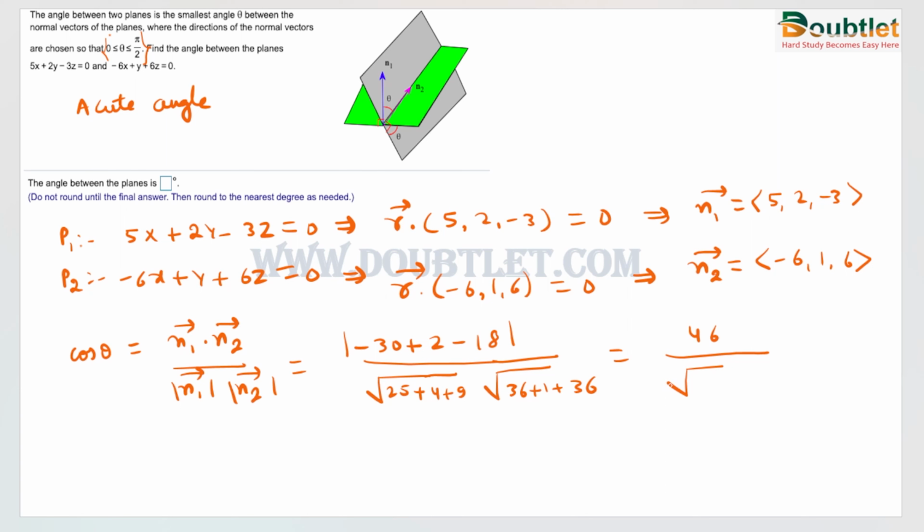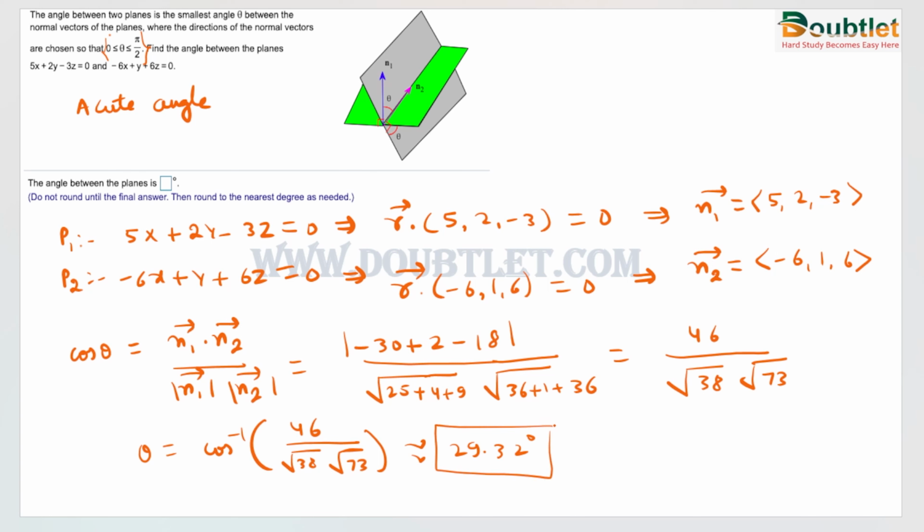This will become under root 38 and this will become under root 73. So to find the angle theta, we will take the cos inverse of 46 divided by root 38 multiplied by root 73. If we solve this, we will get approximately 29.32 degrees. So this is the angle between these two planes. So this is how we can solve these types of questions.